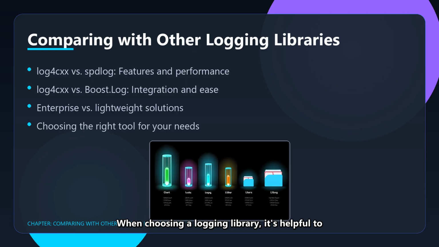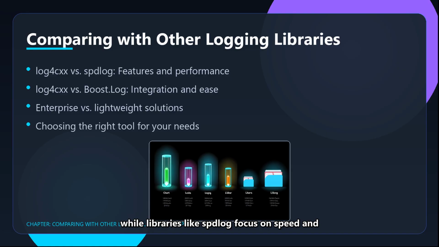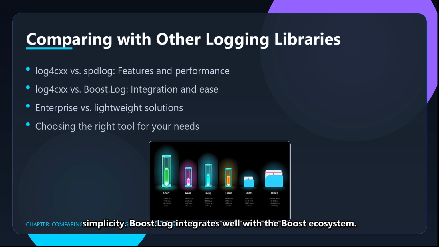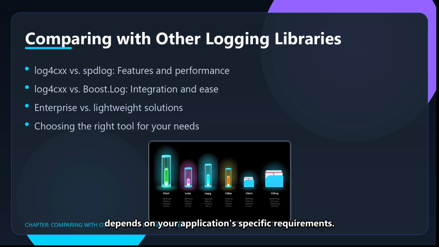When choosing a logging library, it's helpful to compare options. Log4cxx offers enterprise-grade features and configurability, while libraries like SBD-Log focus on speed and simplicity. Boost.Log integrates well with the Boost ecosystem. Each has its strengths, and the best choice depends on your application's specific requirements.